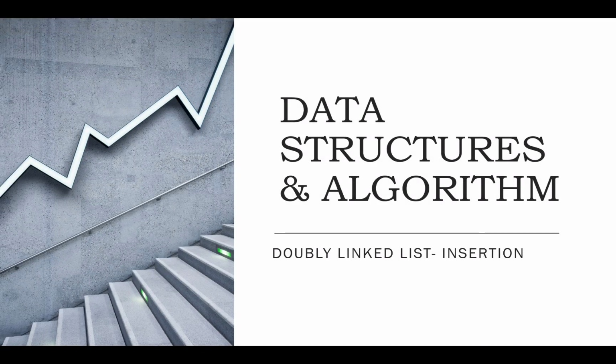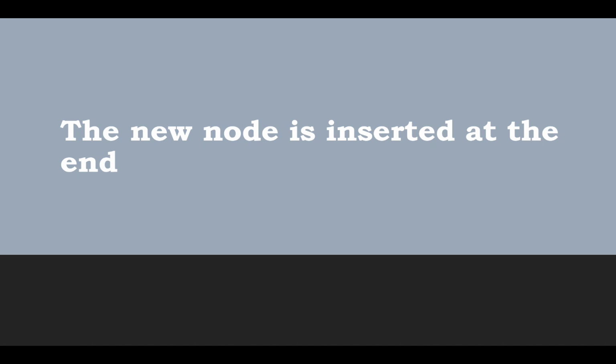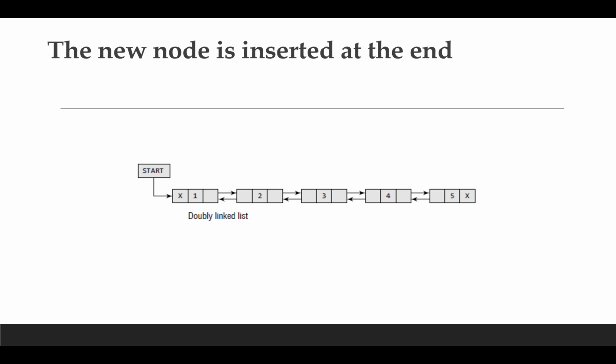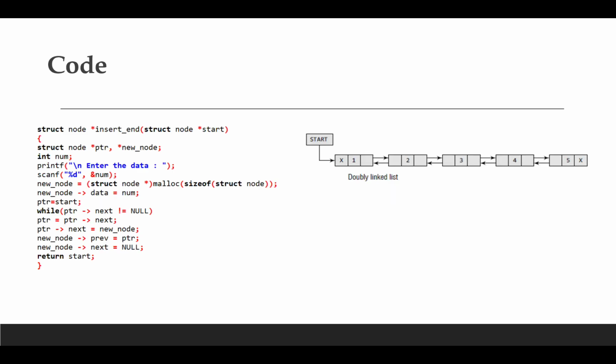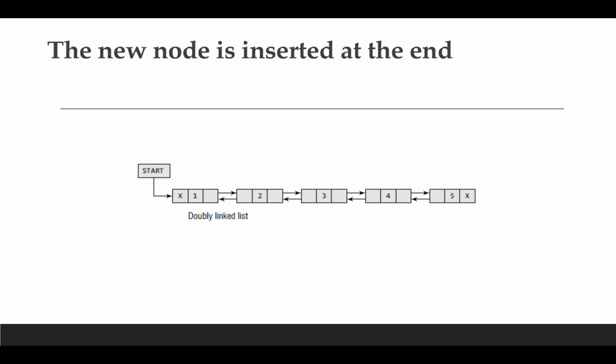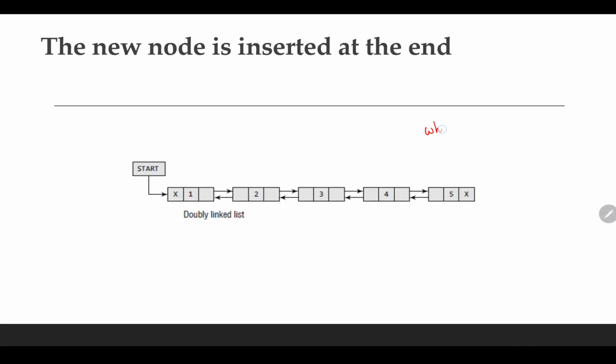Okay, next insertion method we are going to see in the doubly linked list is inserting a new node at the end. So here we are going to see about inserting the new node at the end of the doubly linked list. So for example, this is the doubly linked list we have taken, and here we are going to insert. Okay, so here what we have to do is we have to check one condition. The condition we are going to check is while ptr->next is not equal to null. We have to check this condition.